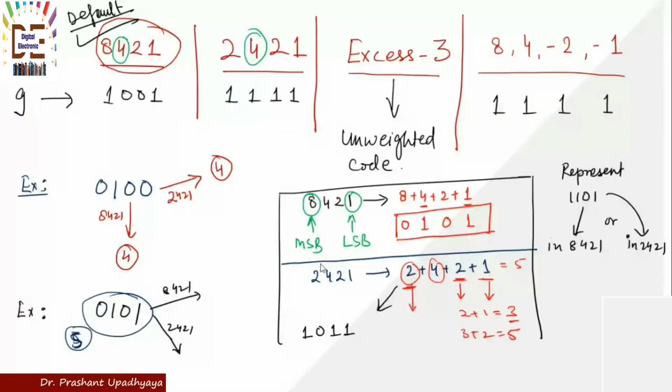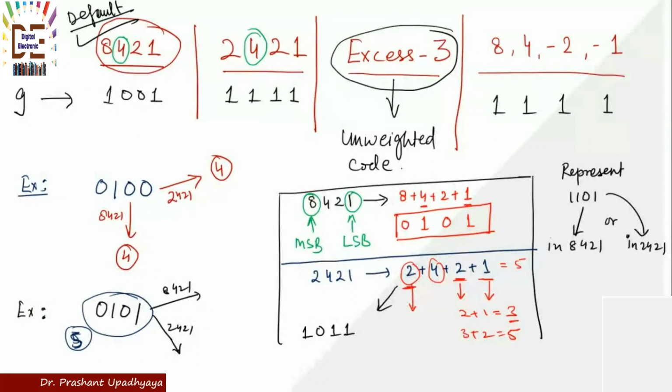So excess 3 codes are unweighted decimal codes because we don't have any weightage for them. So basically excess 3 is an unweighted code, and in this code, whenever we get any resultant, what we are doing is adding 3 to it. So in excess 3, whatever answer we are getting, we are going to add 3 to it.